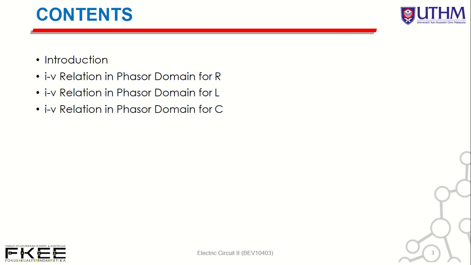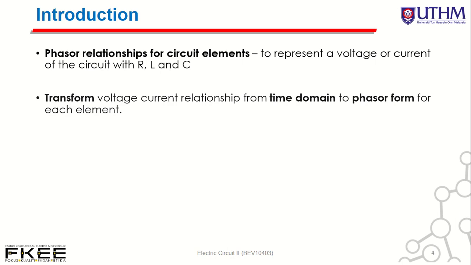This is the main content of this subtopic. First we will discuss the introduction, then in detail the I-V relation, which means the current and voltage relation in the phasor domain, for R, next for L and C. For the introduction, the phasor relationship for circuit elements is basically to represent the voltage or current of a circuit with R, L and C. So how do we represent voltage and current, and what is the relationship between voltage and current?